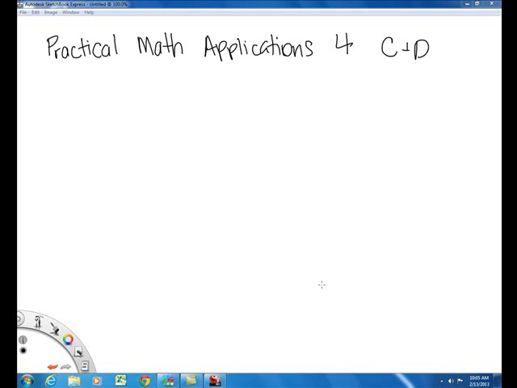We're in Practical Math Applications, Chapter 4. This is part C and D. And on these parts, we're working on reconciling your checking account with the bank statement. And then part D is doing a bunch of the same things that we've already done, just doing it in a word problem. So let's take a look at reconciling a bank statement to start with.